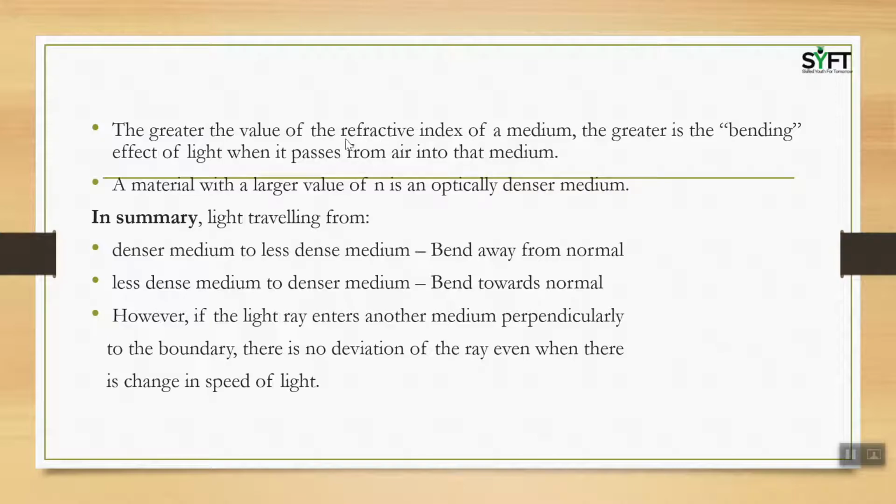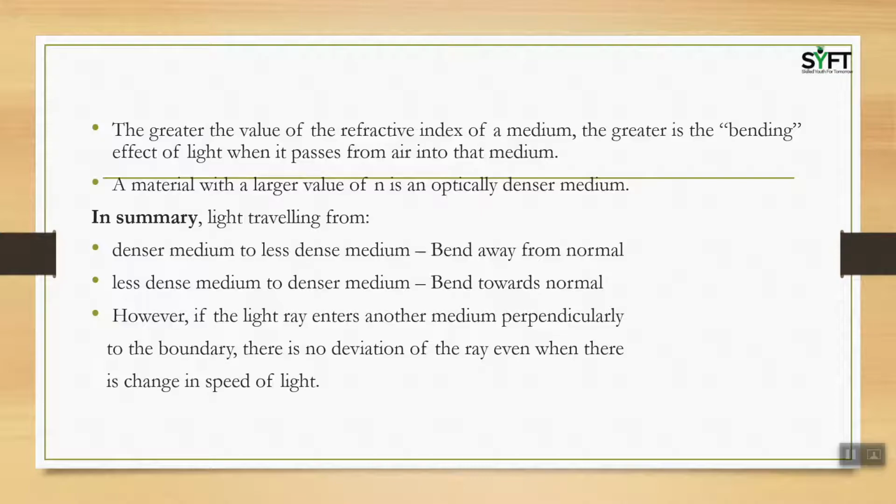So if the value of the refractive index of a medium is greater, the greater will be the bending effect of light when it passes from air into that medium. In simple terms, when light goes from a denser medium to a less dense medium, it will bend away from the normal. From a less dense medium to a denser medium, it bends towards the normal. However, if the light ray enters another medium perpendicularly to the boundary, there will be no deviation of the ray even when there is a change in the speed of light.